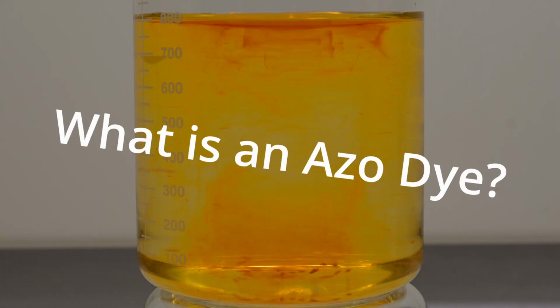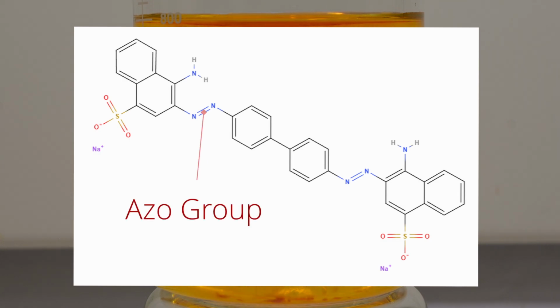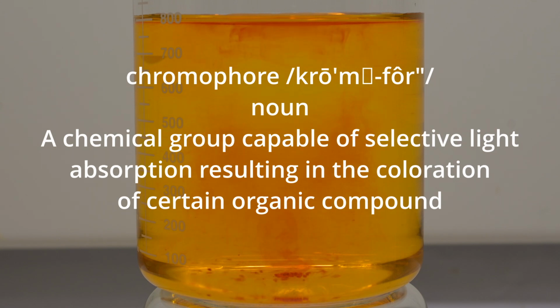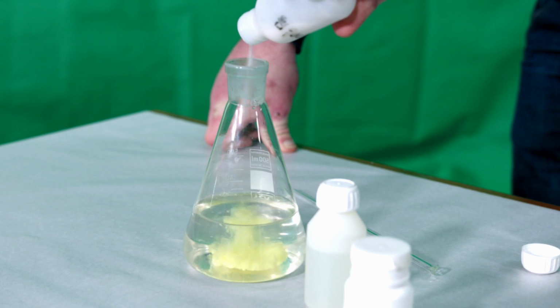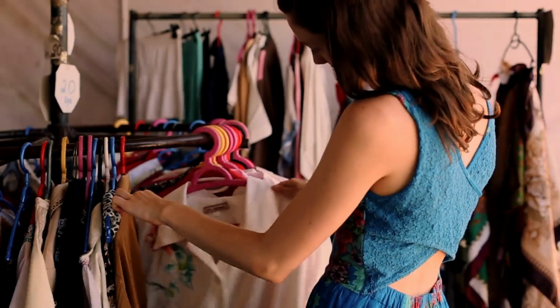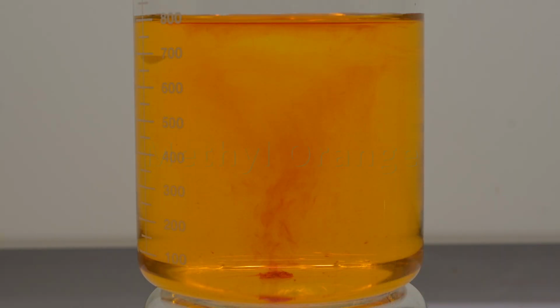Azo dyes are a significant class of synthetic dyes, characterized by one or more azo groups, which form part of the chromophore that gives these compounds their vivid colors. Due to their intense colors and relatively straightforward synthesis, these dyes are widely used in various industries, including textile, leather, food, and cosmetics. One of the most well-known azo dyes is methyl orange.